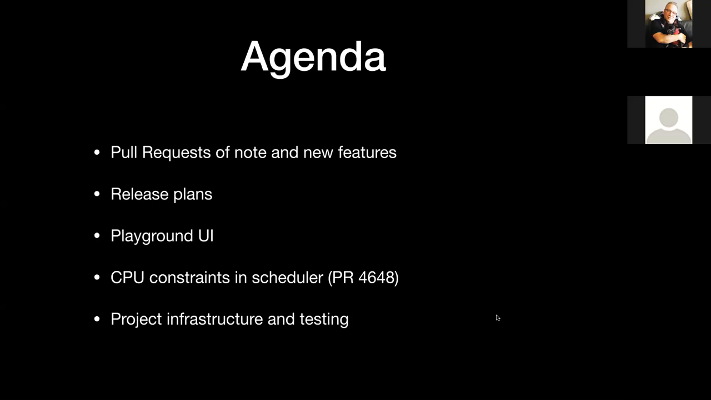And then I had asked Bill Zong if he wanted to go through his PR 4648 on CPU constraints in the scheduler. But I think he's not on the call yet. So if he does join, then we can go over it. Otherwise, perhaps next time we can go through that. And then I wanted to discuss something about project infrastructure and testing, some thoughts related to recent issues where our intra-repository dependencies cause some issues downstream.